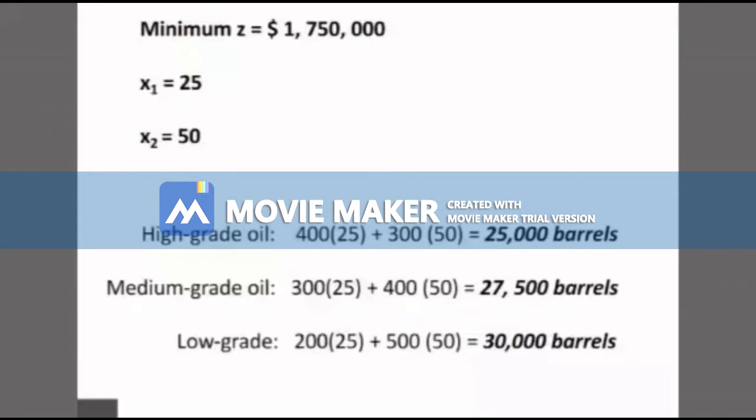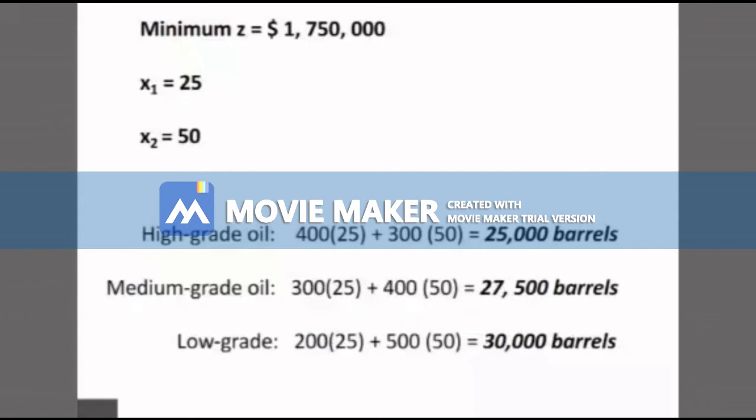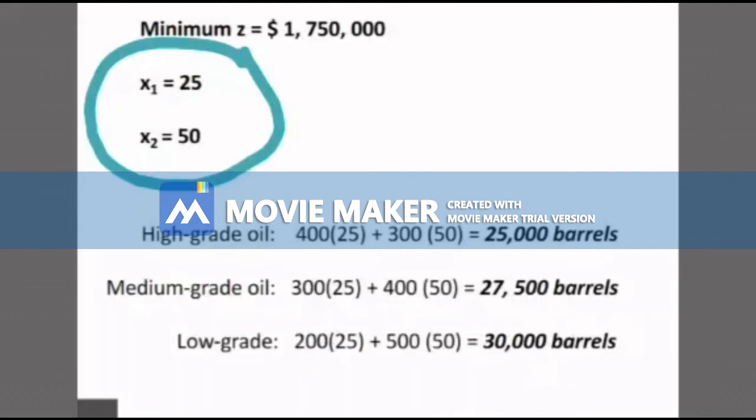Now we obtain the minimum z value, or minimum cost value, equal to $1,750,000, with x1 equal to 25 and x2 equal to 50. So x1 is for refinery 1 and x2 is for refinery 2, meaning these numbers are the days that the two refineries should be operated, and we also produce the following amounts of oil if these two refineries operate this number of days.